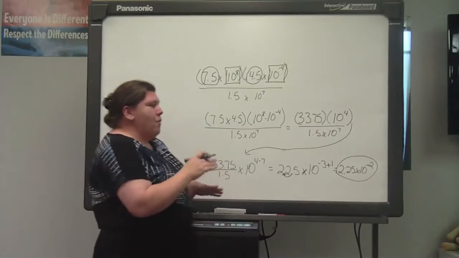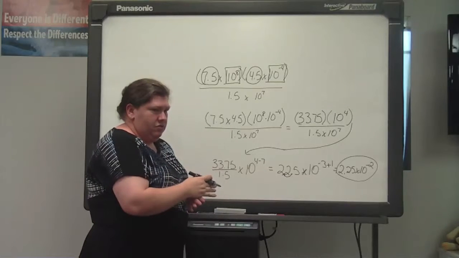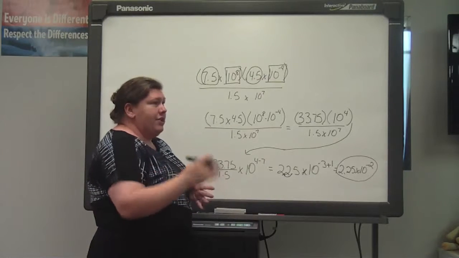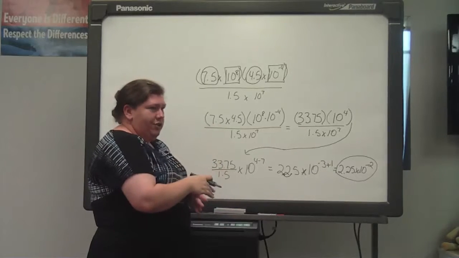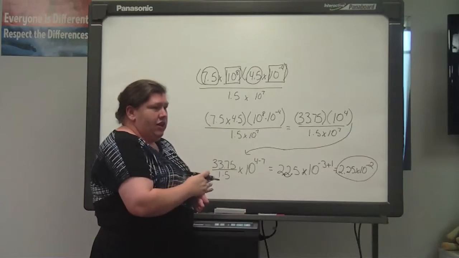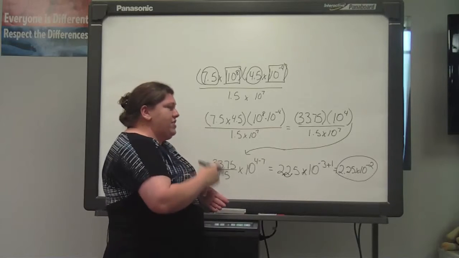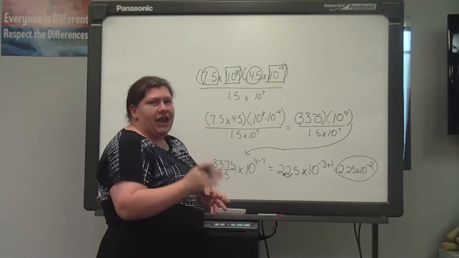Anytime you have more than one digit in front of your decimal, you have to move your decimal to the left until you get to one digit. And however many times you move the decimal, you have to add it as an exponent.